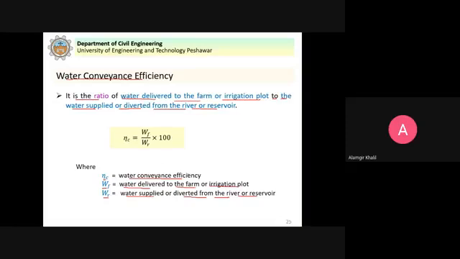So the water that is supplied or diverted from the reservoir or river, and then the water that is delivered to the farm. This accounts for the losses, that is the water conveyance losses. We convey the water through a network of irrigation canals, so definitely there will be losses. So this water conveyance efficiency considers those conveyance losses.